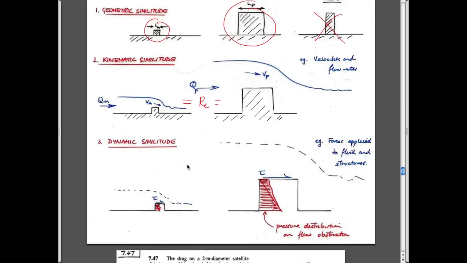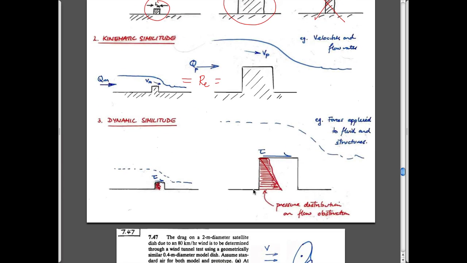And if you want in some way to be able to use the forces for lift or the force against your satellite dish, then the final thing is that you want, in this case, the Euler number to be the same, or for a free surface flow, the Froude number to be the same. So that's pictorially how that would be.